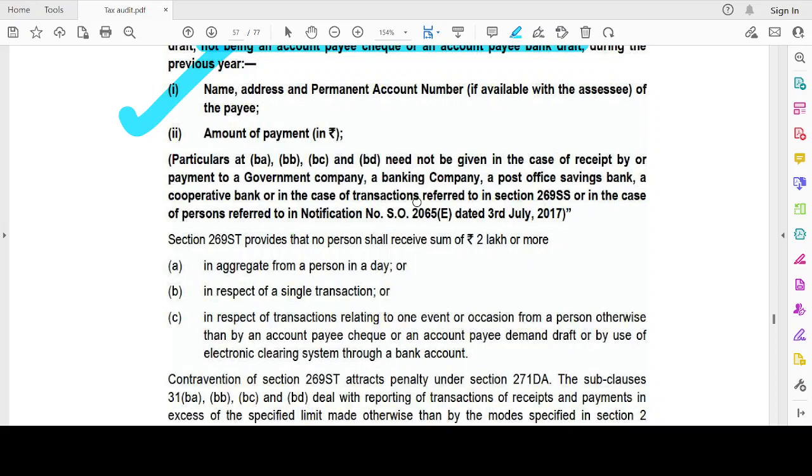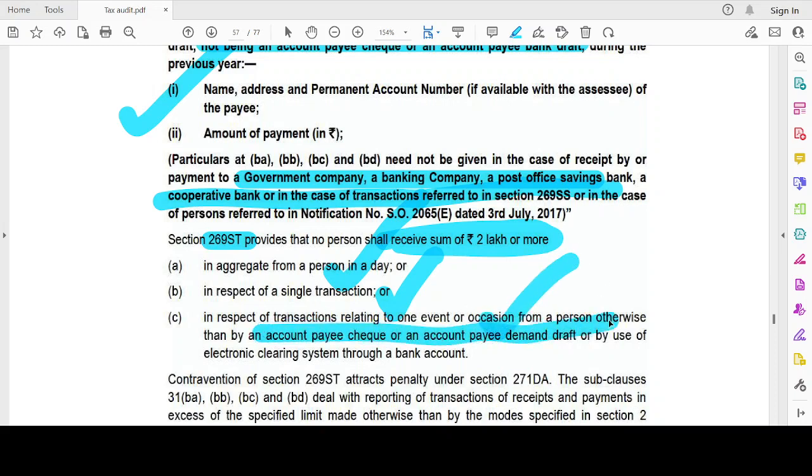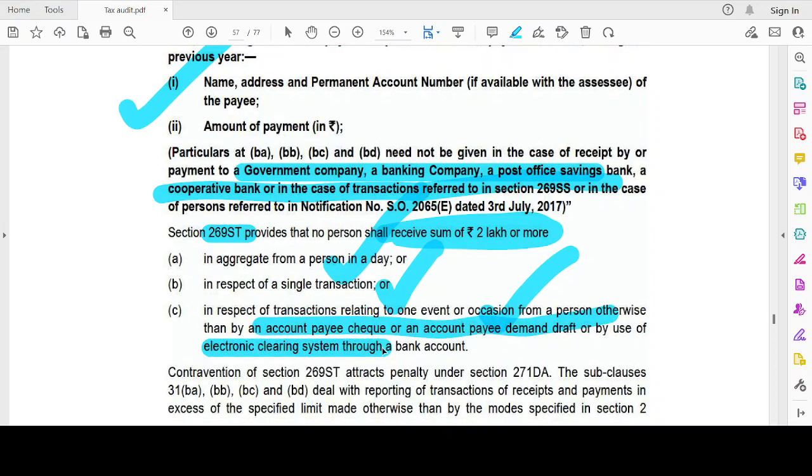Similarly, it will not be needed for a government company, banking company, post office savings bank, cooperative bank, or the persons covered under 269SS, or in the case of persons notified. Okay. 269ST: the limit is receipt of 2 lakh or more. 2 lakh or more is the limit. Okay, in aggregate from a person in a single day, in respect of a single transaction, in respect of one event, otherwise than by account payee cheque, account payee bank draft, or use of the electronic clearing system.